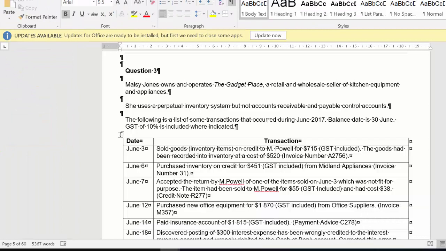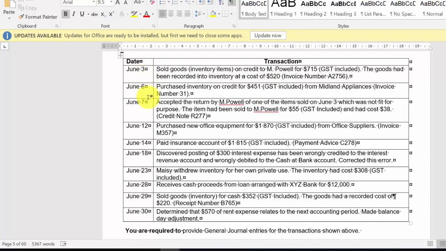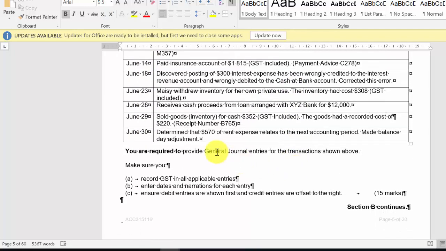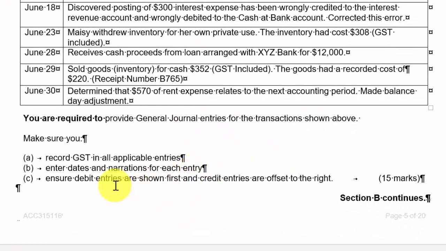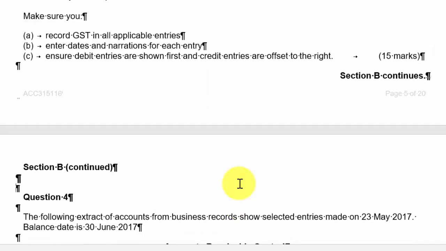Here's question 3 from 2017. You get a number of general journal transactions you have to do. There's about 10, and you have to provide general journal entries where there's GST. Obviously you have to talk about them, you have to enter the dates and narrations, so that's important, and you have to indent your credit entries, and I'll show you how to do that. So that's the question itself there that we have to do.